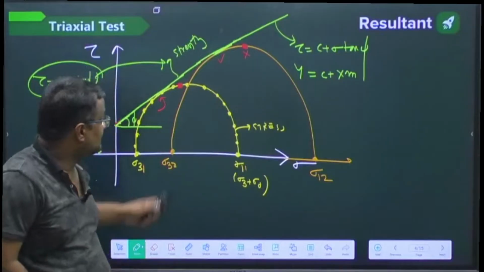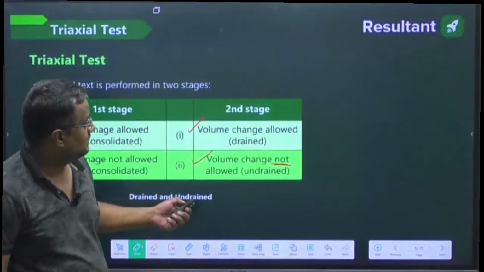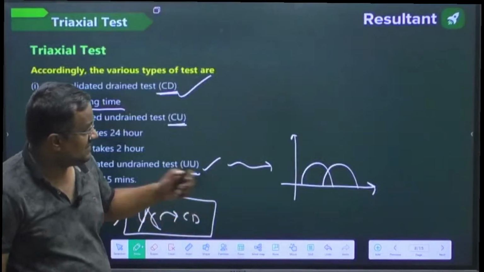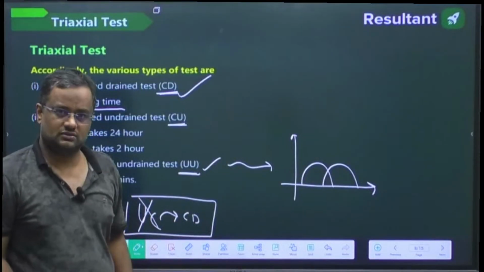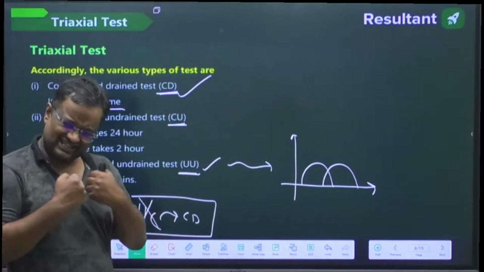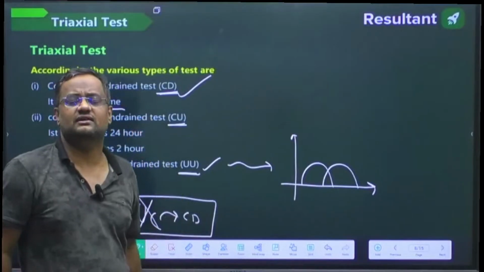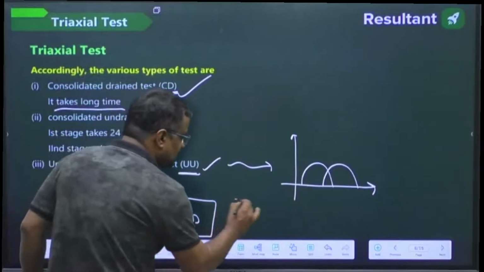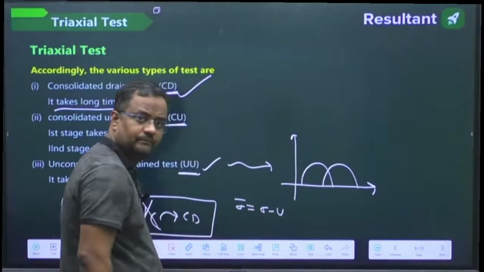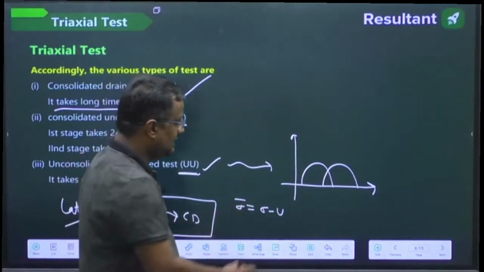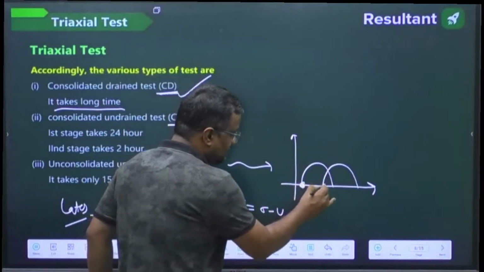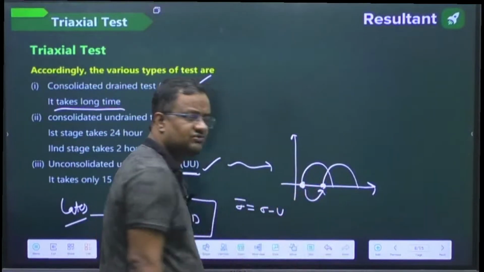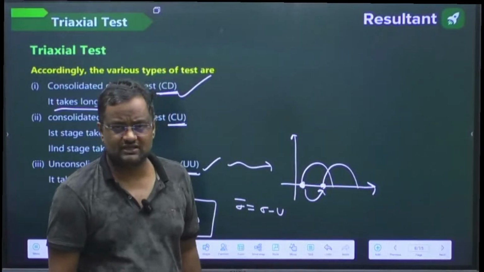Usually the second circle is bigger, but here both circles are of the same size because the interaction between the particles is not changing. Guys, this effective stress is sigma minus u. Here, compared to the first case, we are applying a bigger stress.